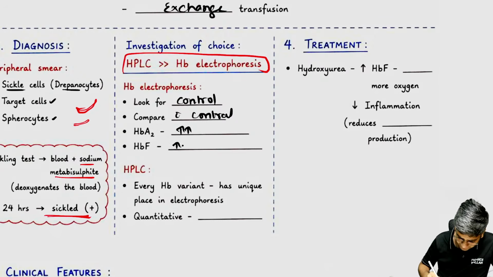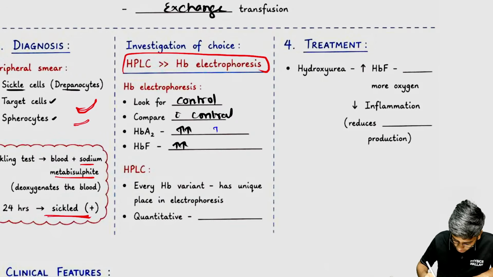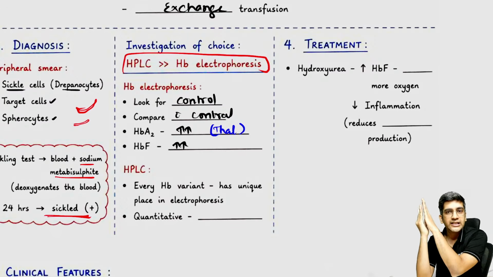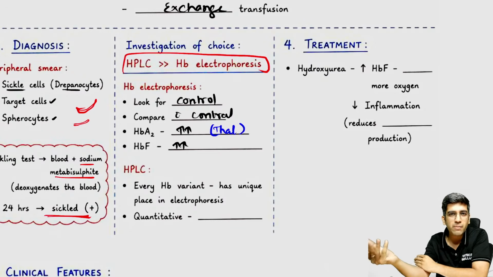If HbF is elevated, what will you think of? What will you think of? This interpretation of HPLC, that also we'll see. Always think of thalassemia. If A2 is elevated, the first thought process is thalassemia. Thalassemia minor, because thalassemia major, I won't have difficulty in diagnosing, right?